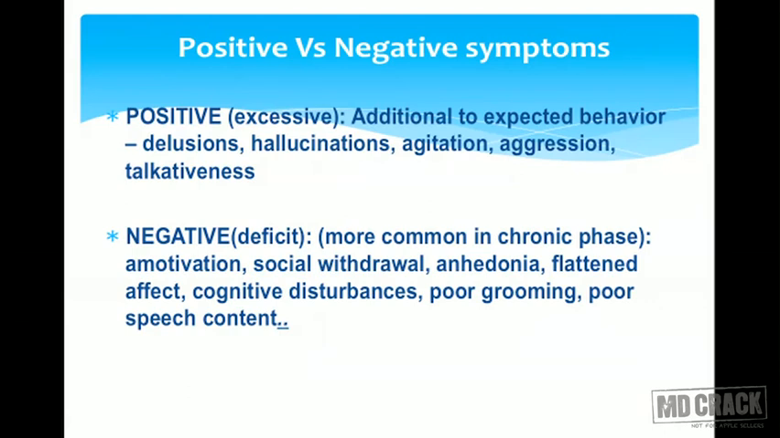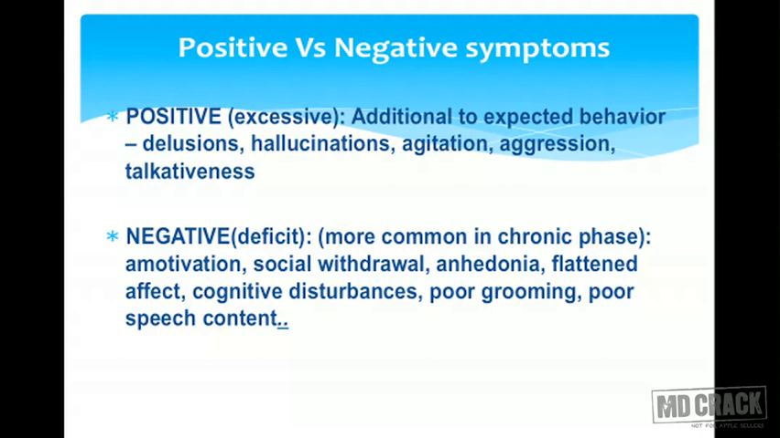Schizophrenia can be called as having positive symptoms and negative symptoms. What is positive? Positive is excessive, is additional to the expected behavior, and the patient gets delusions, hallucinations, agitation, aggression, increased talkativeness. The patient may also have negative symptoms, and it's called deficit.